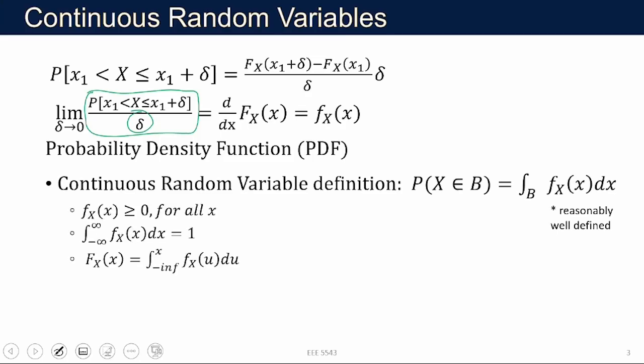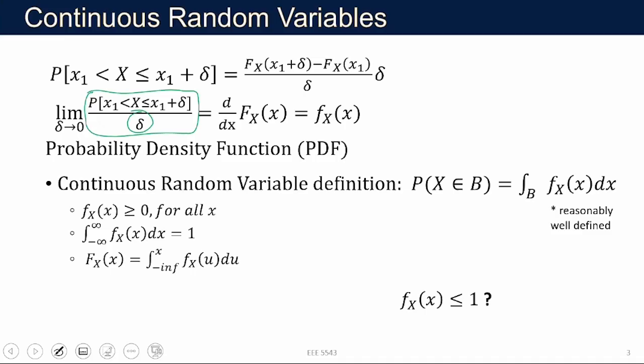And as you can see, all this means is f of x has to be greater than 0. It has to integrate from negative infinity to 1. And the cumulative distribution function has to be the integral from negative infinity to some value x. This is different in that we don't explicitly specify that the probability density function has to be less than 1, whereas before, we explicitly specified that the probability mass function has to be less than 1.